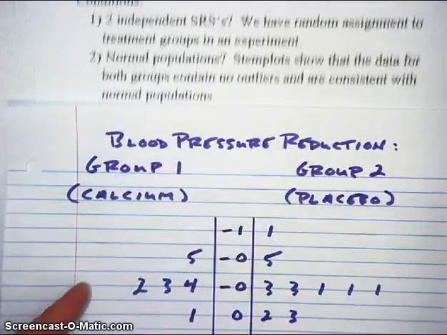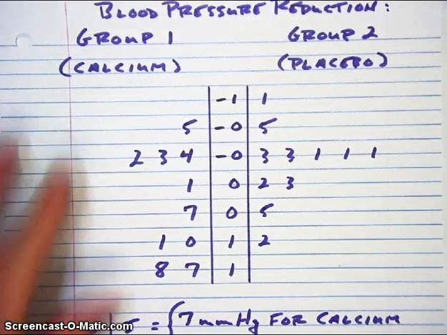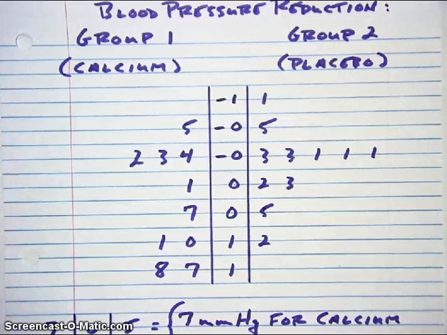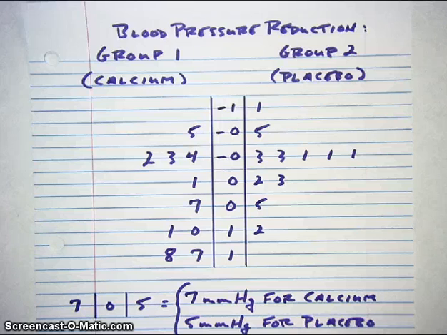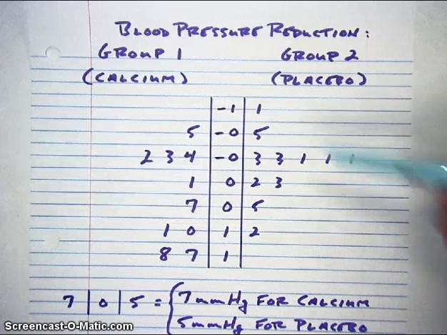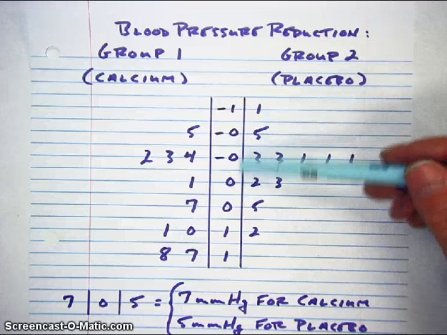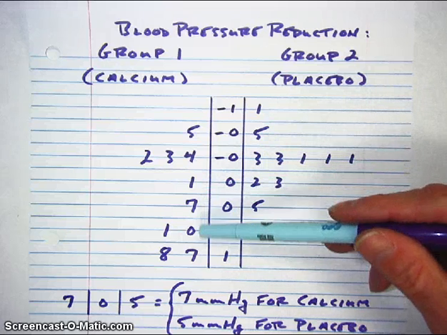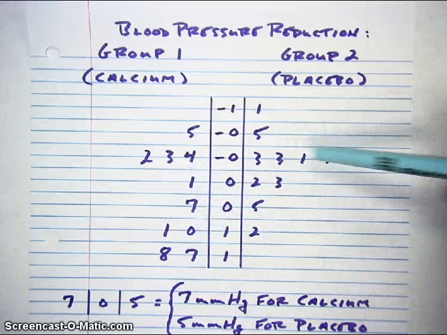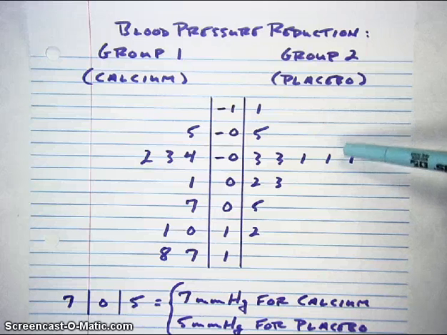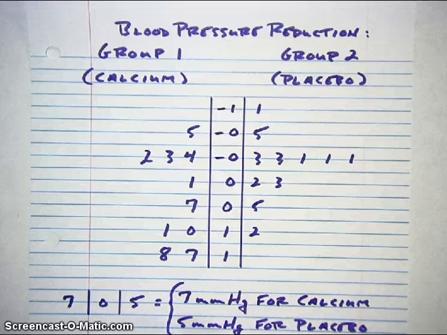Here is a stem plot of the blood pressure reductions for group 1 and group 2. You can see that some of the blood pressure reductions were negative. That means that blood pressure actually went up. Most of the blood pressure reductions for the calcium group are positive. Most of the blood pressure reductions for the placebo group are actually negative. And this is the key down here that shows what's going on.